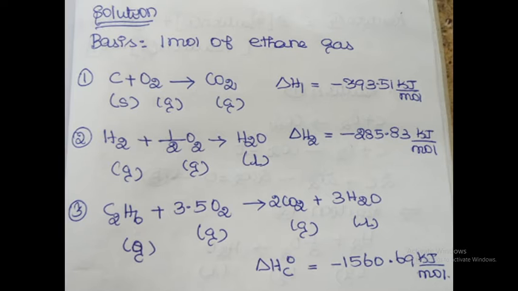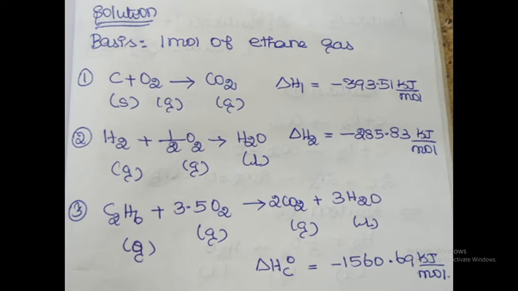Standard heat of formation of water is given as minus 285.83 kilojoule per mole. Third data, standard heat of combustion of ethane gas. Ethane gas formula C2H6, combustion reaction: C2H6 plus 3.5 O2 gives 2CO2 plus 3H2O. So ethane, oxygen, carbon dioxide in gaseous form, water in liquid form. Delta HC0, that is standard heat of combustion of ethane gas, minus 1560.69 kilojoule per mole. Are you clear or not?